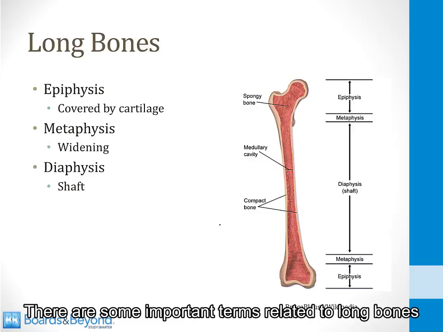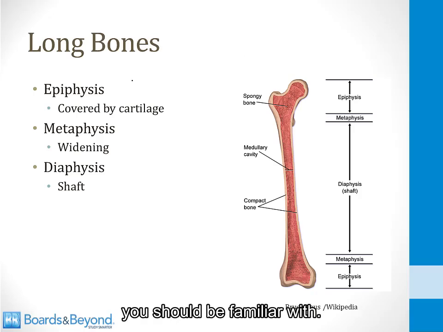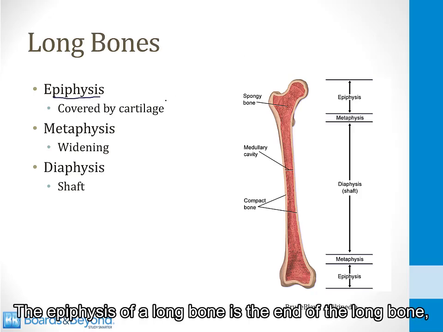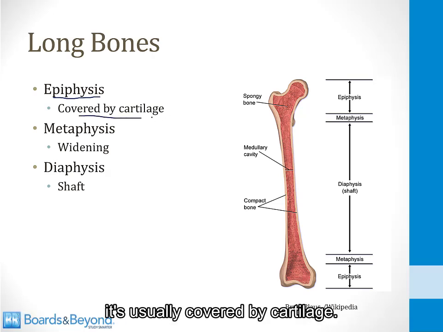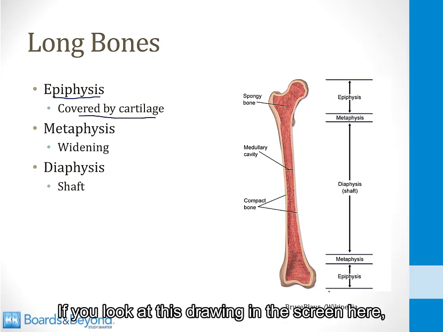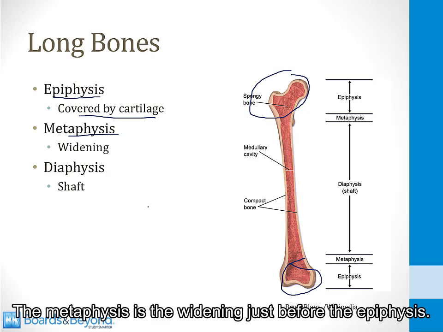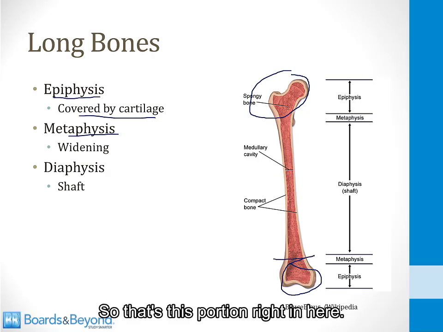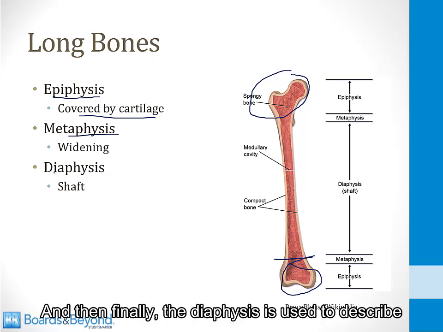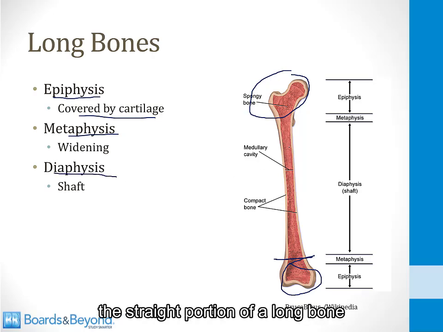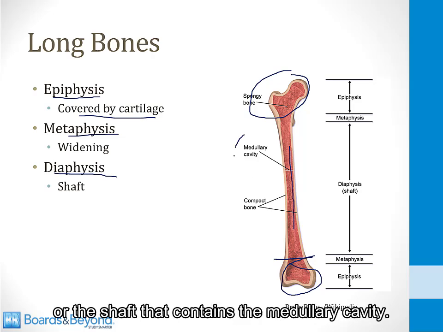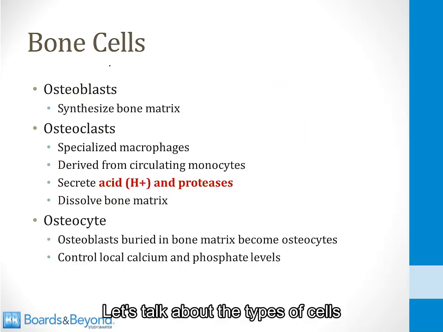There are some important terms related to long bones you should be familiar with. The epiphysis of a long bone is the end of the long bone. It's usually covered by cartilage. If you look at this drawing on the screen here, the epiphysis is here at the bottom and up here at the top. The metaphysis is the widening just before the epiphysis, so that's this portion right in here. And then finally, the diaphysis is used to describe the straight portion of a long bone, or the shaft that contains the medullary cavity. Let's talk about the types of cells you can find in your bones.